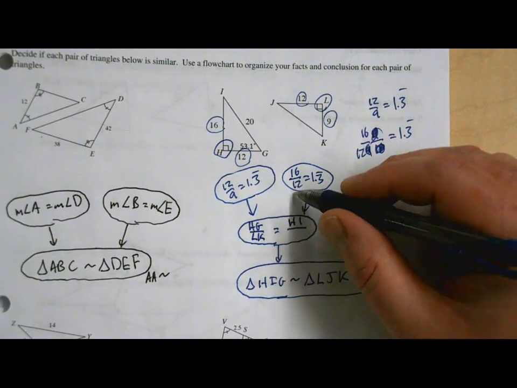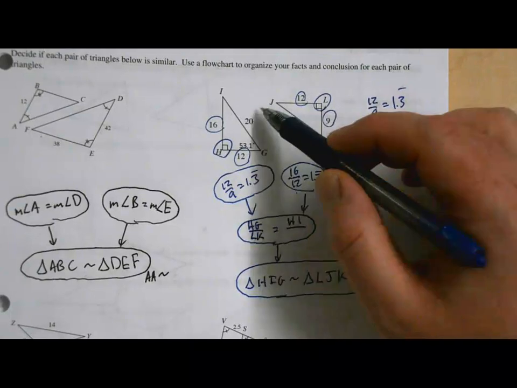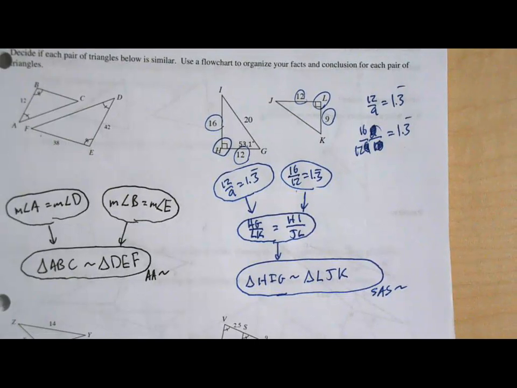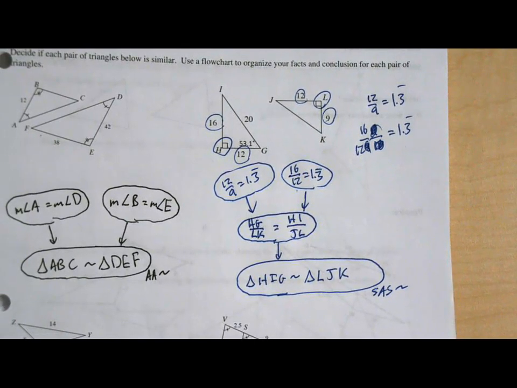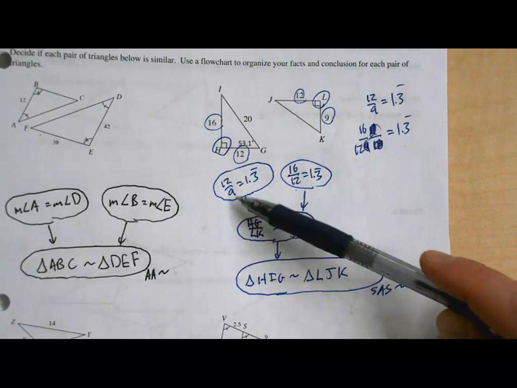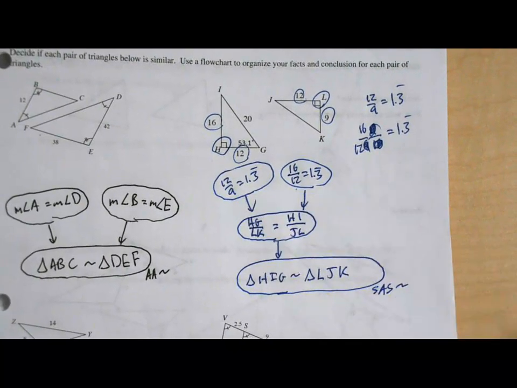And the 12 that we matched the 16 up with was JL. Now you could have flipped those two fractions if you had them. If they were both flipped upside down, that's fine. Then these would be flipped upside down here as well.